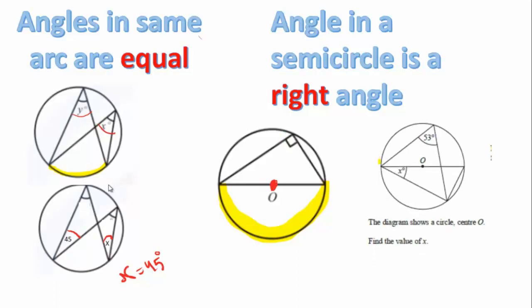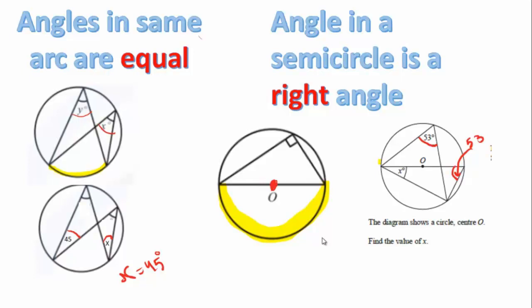Let's see another question. Here, the diagram shows a circle, center O. Find the value of x. Okay, I have to use the data I have on the diagram. I have this angle here is 53. How can I use this angle? I can use it here. This angle also equals 53 because this angle and this angle are sharing the same arc here. So we can say immediately that this angle equals 53 degrees.